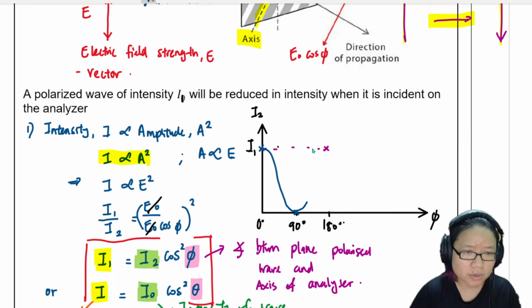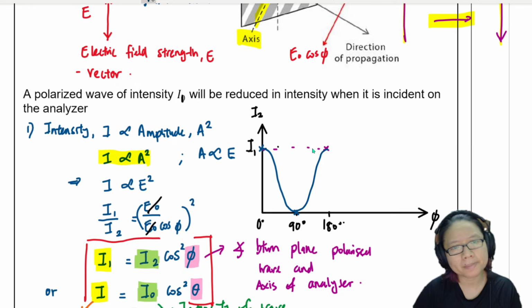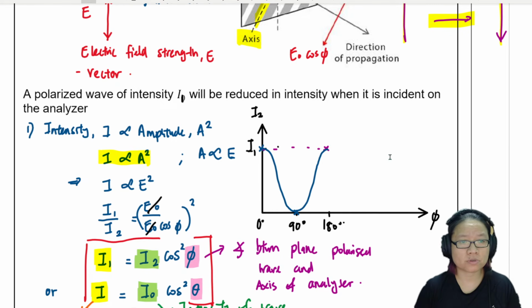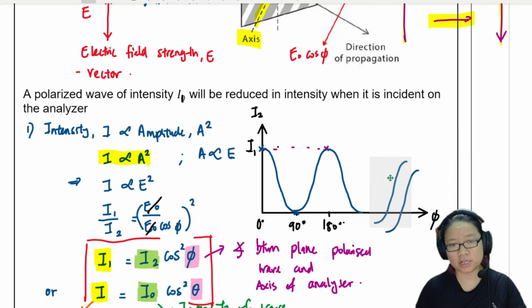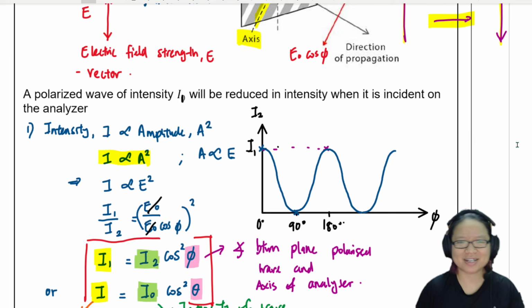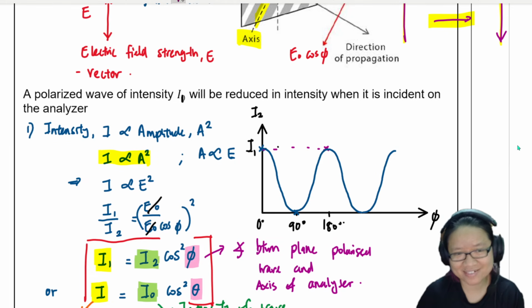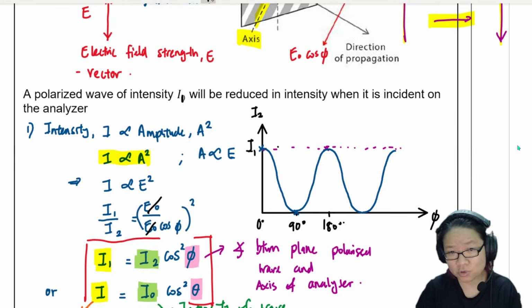So go down. I'm going to try my best. And then come up. Like that. Of course we're going to repeat again. So I'm going to do this step you can't do, which is to copy and paste. We're going to repeat the cycle if let's say it rotates for 360 degrees. Wow, teacher, you cheat a bit. A bit lah. So the maximum will be there because 0 is equivalent to 360.